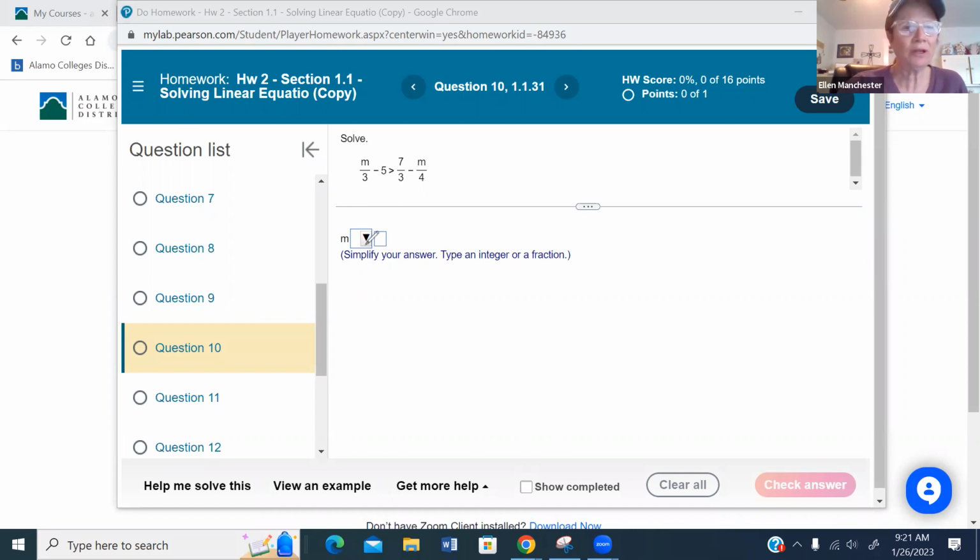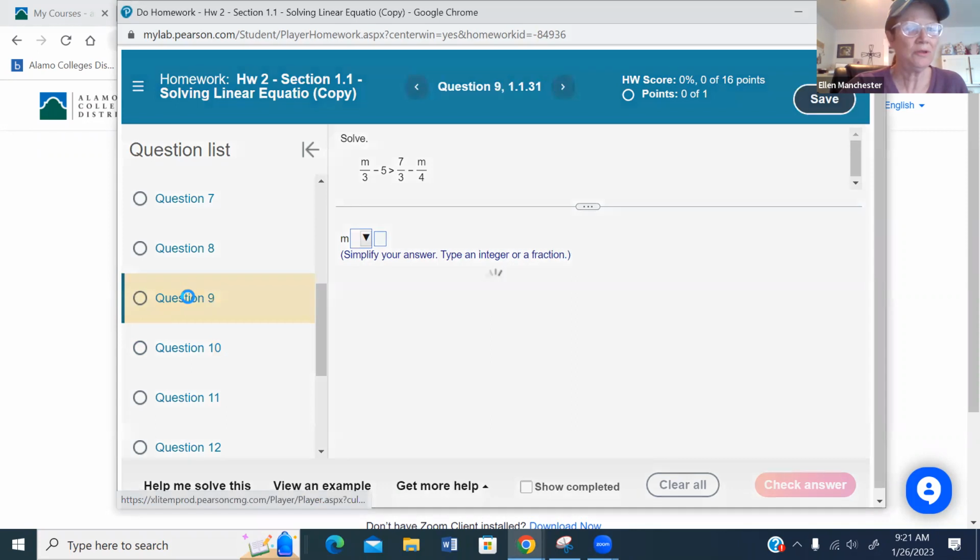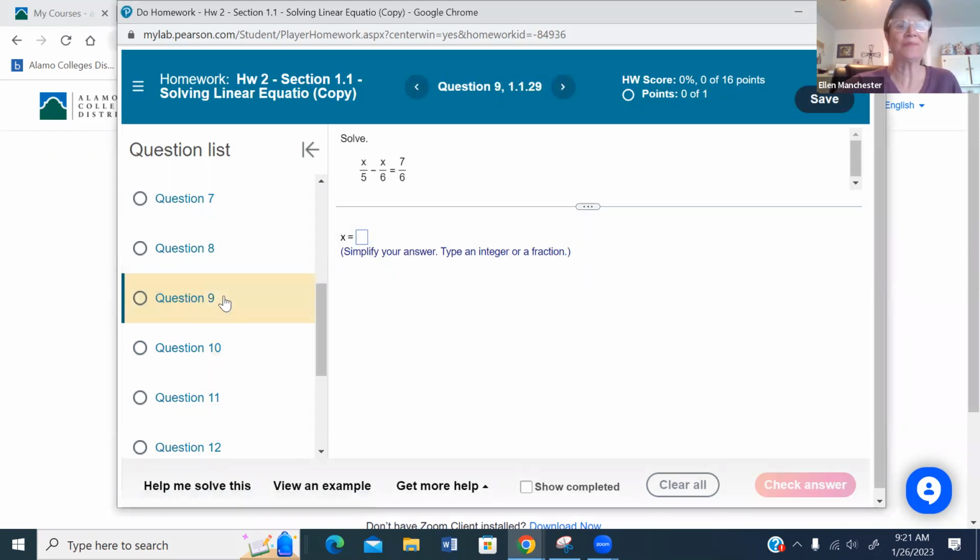Okay, so the first one I wanted to do is not this one. Hang on. Is it this one? Yes. Okay. So the first one I wanted to do is just kind of walk you through how to eliminate fractions. For whatever reason, fractions always intimidate people. And so there's a way to do these problems where you're eliminating the fraction.